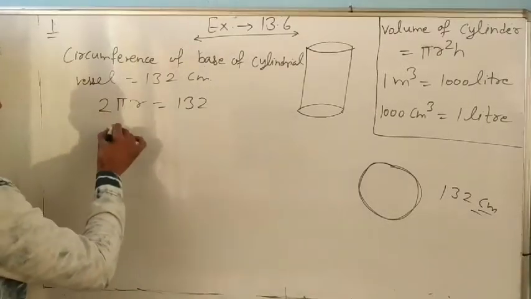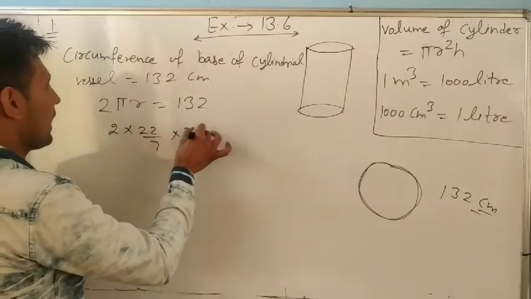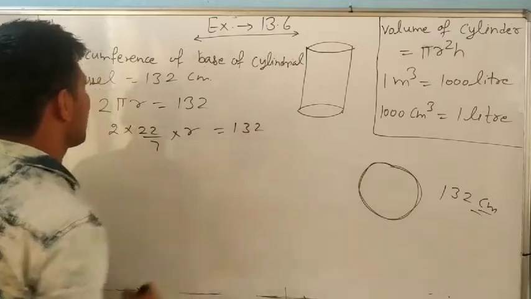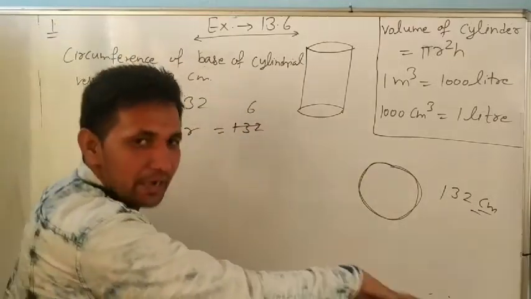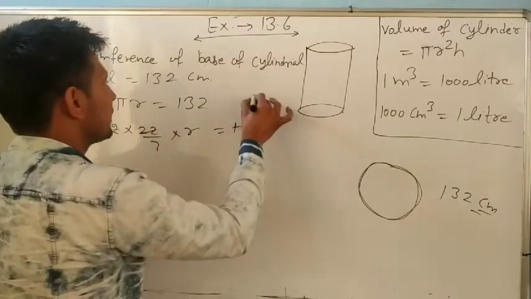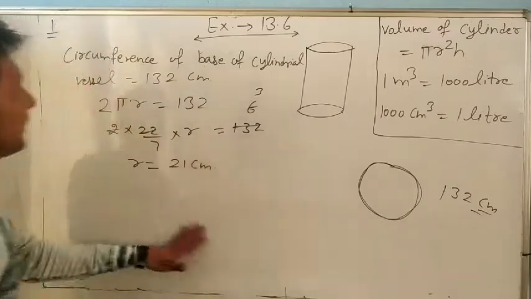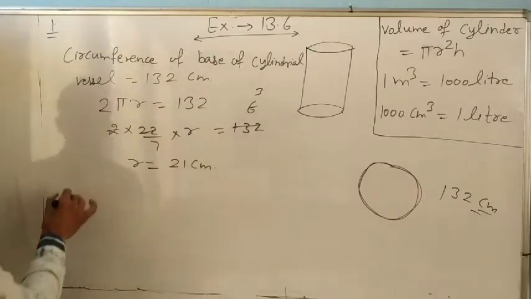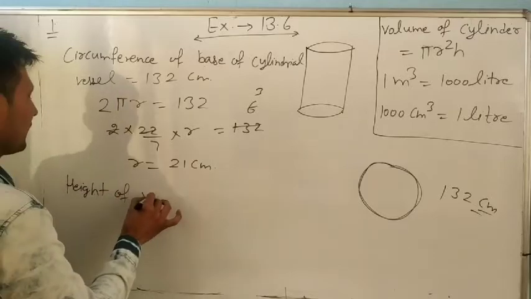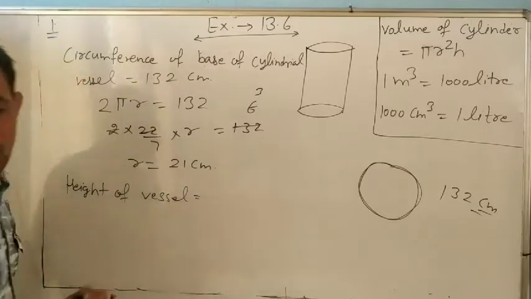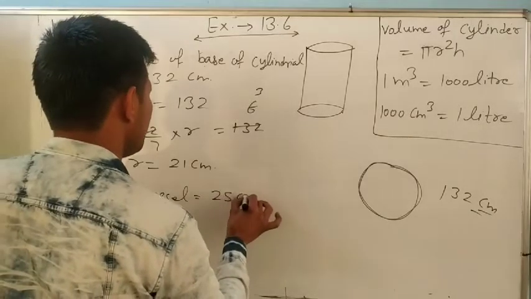So it comes to 2 into 22 by 7 into r equal to 132. 22 on the other side, divide, then we can cut. So what is the radius? R is 21 centimeter. Same as that, height of the vessel. How much is given? Height of the vessel is given 25 centimeter.